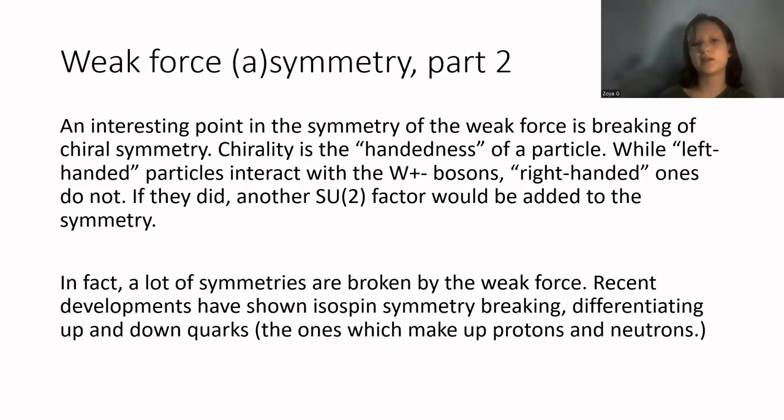An interesting point in the symmetry of the weak force is a breaking of chiral symmetry. Chirality is the handedness of a particle. Left-handed particles interact with the W plus or minus bosons. Right-handed ones do not. If they did, another SU2 factor would be added to the symmetry. In fact, a lot of symmetries are broken by the weak force. Recent developments have shown isospin symmetry breaking, differentiating up and down quarks, which are present in protons and neutrons. So that's quite interesting, keeping up with all of this new research.